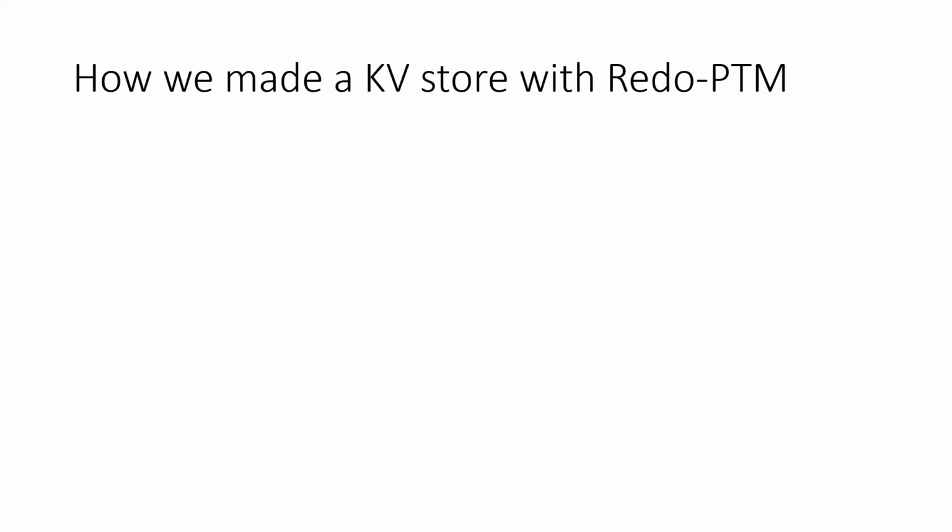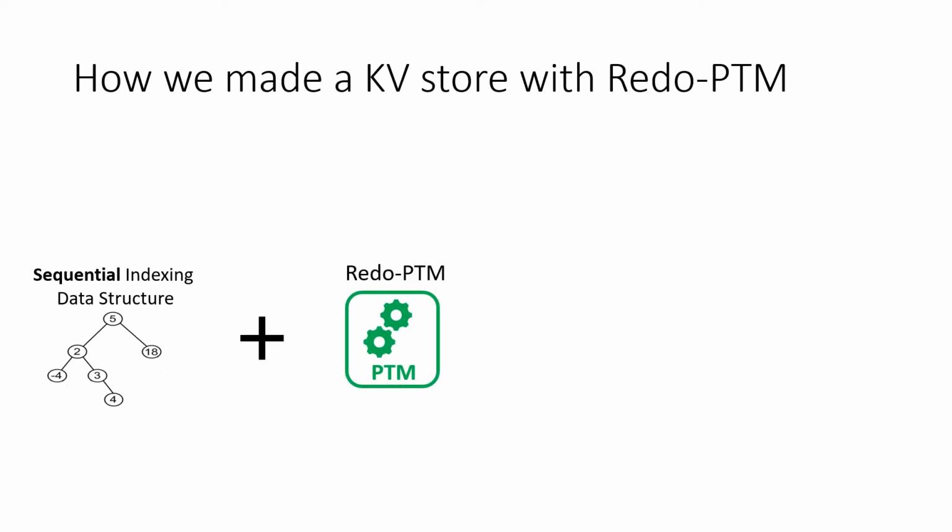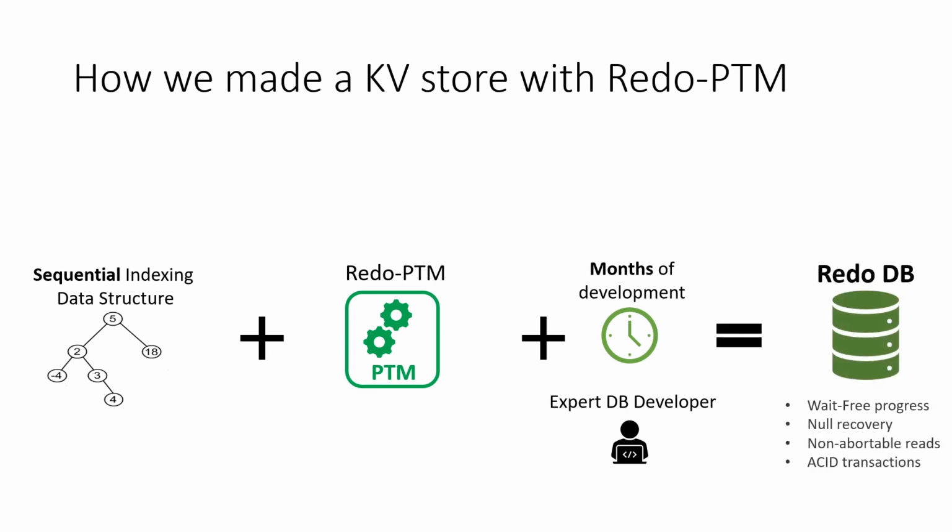With RedoPTM, we made a database storage engine by taking a sequential data structure, instrumenting its types, and wrapping the methods in lambdas to pass them to the RedoPTM. We chose a B-tree, but other data structures could be used. Although the RedoPTM itself required significant expertise in concurrency and durability, using the PTM to make a key-value store required less than 2 months of work without any expertise in concurrency or durability from the developer.